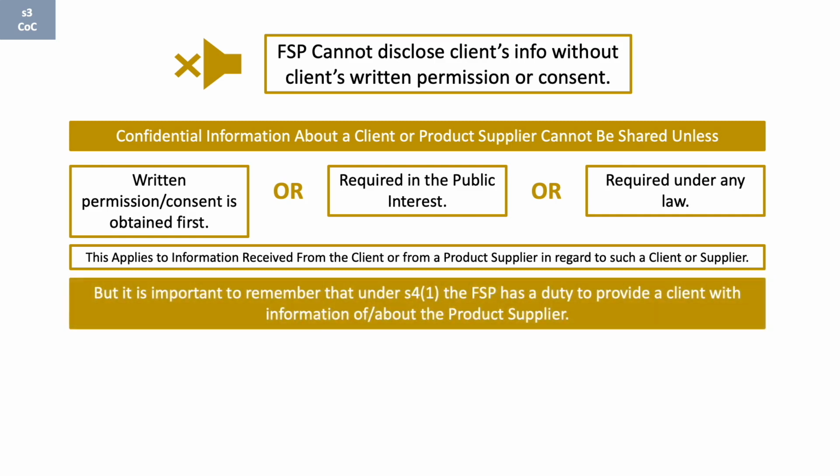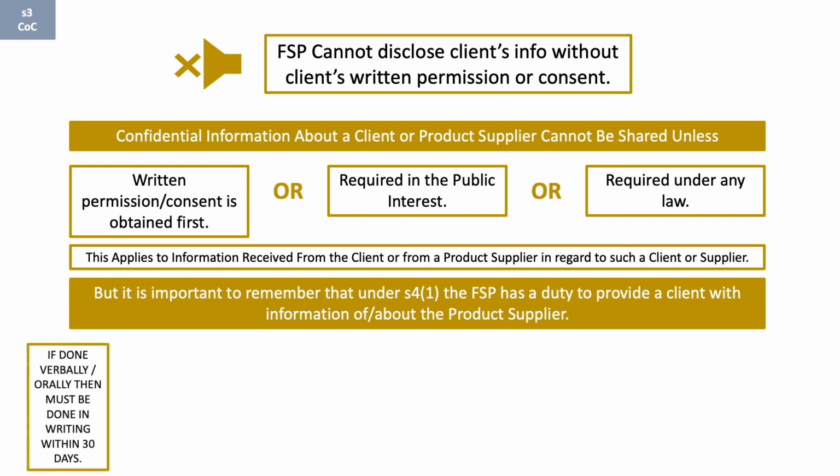But it is important to remember that under Section 4, subparagraph 1, the FSP has a duty to provide a client with information of the product supplier. The following is required to be disclosed about the product supplier to the client under Section 4, subparagraph 1. If information is provided verbally or orally, then it must be reduced into writing within 30 days.